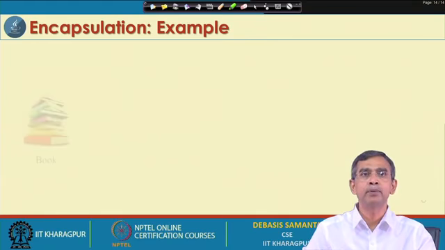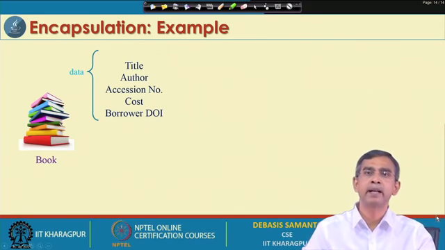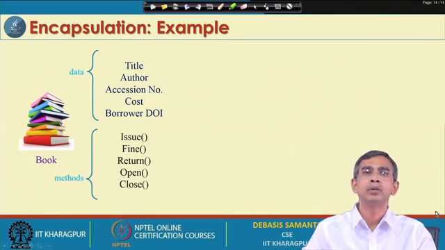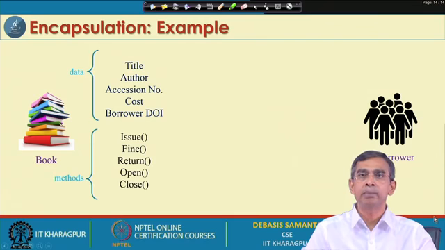Now, I can give a few examples so that you can understand. Say book is basically a set of objects, that means all books belong to a particular class, and the books have different data to define them, such as title, authors of the book, accession number, cost, borrower, date of issue. And the different methods required to process a book are like issue, late return, then fine, return, open a book, close a book, whatever it is. So, these are the methods. All these are there to define the class called book.